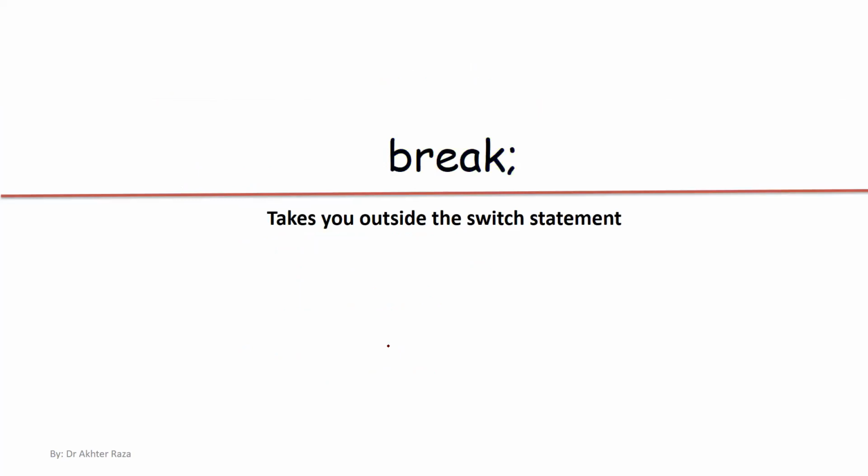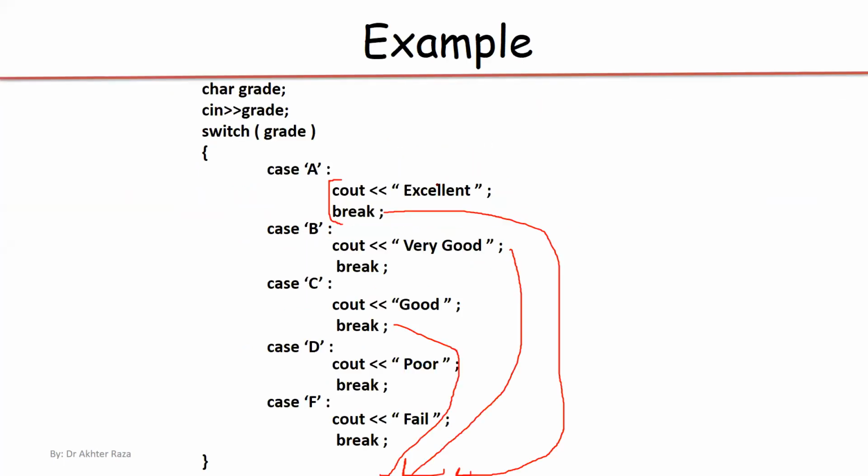What does the break statement do? The break statement will take you outside the switch. At any time, if you want to move outside the switch statement, you can place a break. Where do we place a break? Case A, cout excellent, then break. The break will be the last statement in option A, the last statement in option B, the last in C, and so on. So you have to write the break once a condition is fulfilled.